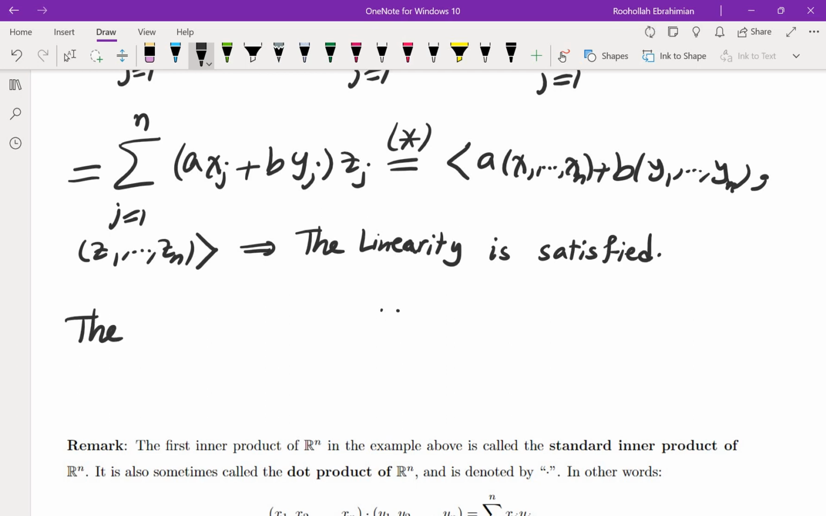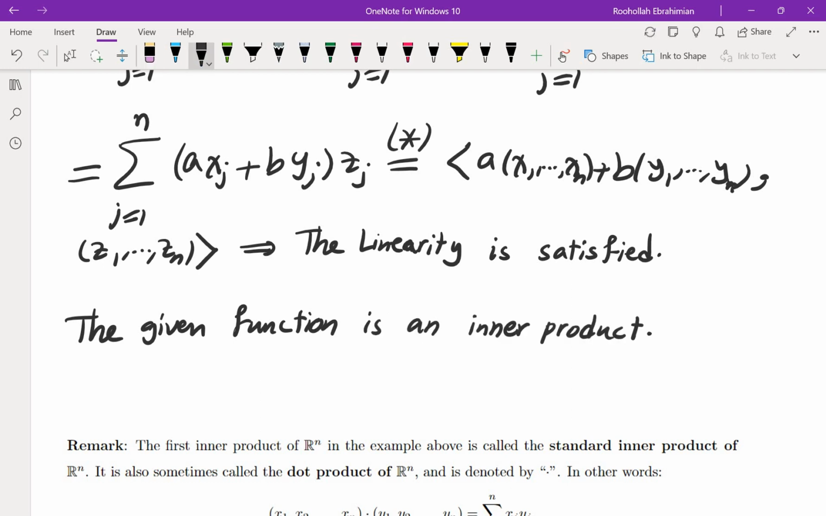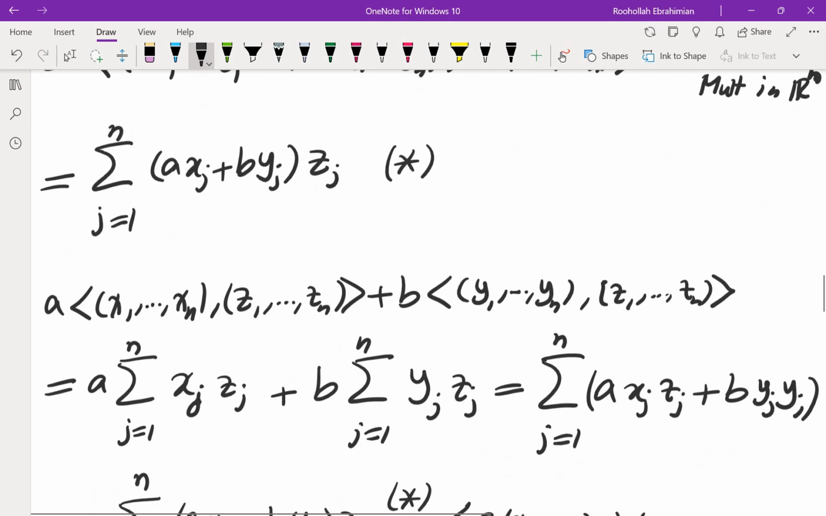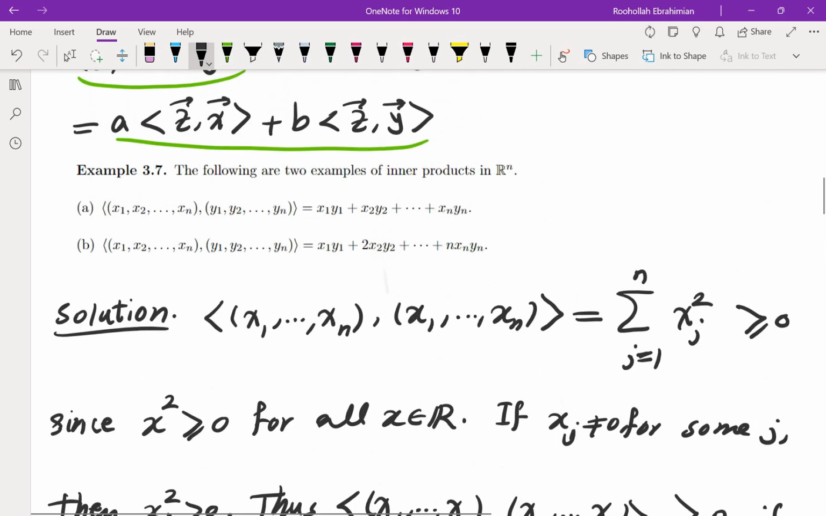Okay, so the given function is an inner product. Okay, so we proved the first part of this example. Now let's look at the second part. I won't go over the details of that, but it's actually quite similar. So here's how it works.